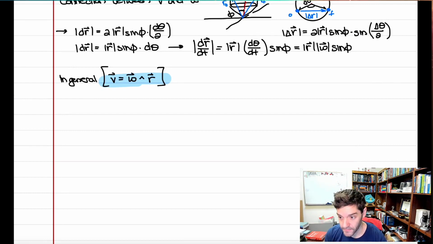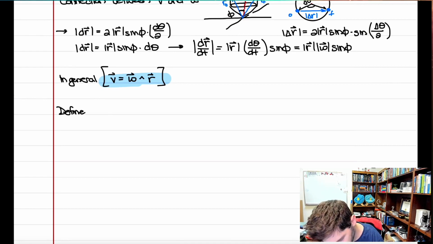All right, so with that, let's define angular momentum.